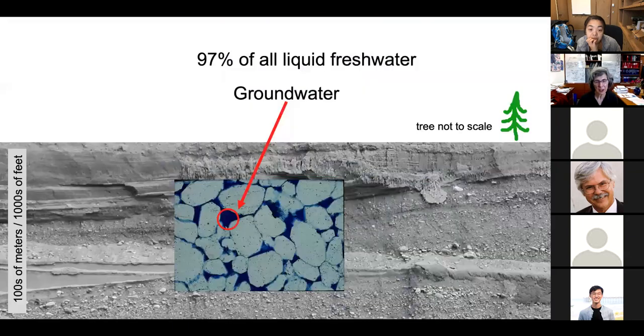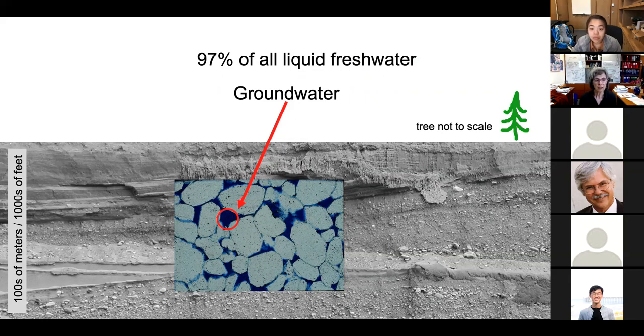Well, what I've been working on for quite a while now is groundwater. I use this schematic a lot, so this is just to introduce it. The tree is not to scale. It's a slice through the ground, and I'll be talking about subsurface regions down typically hundreds of meters. So the groundwater is the water that's held in those openings, in the sediments and rocks below the ground surface, and it makes up 97% of all liquid fresh water.